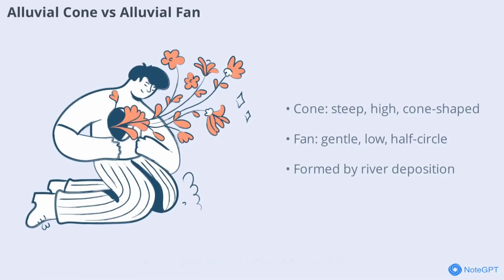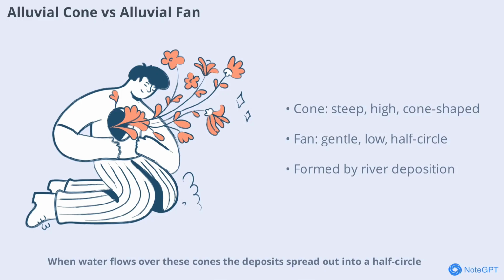Let's now compare alluvial cones and alluvial fans, two depositional features formed by rivers. An alluvial cone forms when a river exits a mountainous region and enters a less steep area, depositing materials like pebbles and sand in a cone shape. The slope is steep and the height is greater than that of an alluvial fan. When water flows over these cones, the deposits spread out into a half circle, creating an alluvial fan. Alluvial fans have a gentler slope and lower height compared to cones, and their shape resembles a hand fan. These features are important for understanding sediment deposition in river systems.